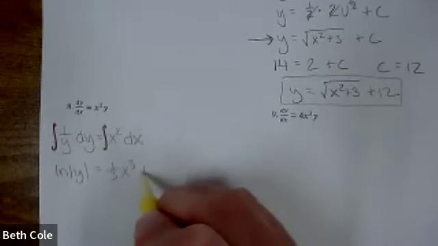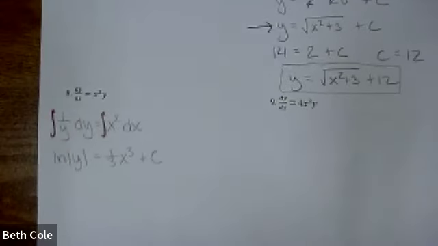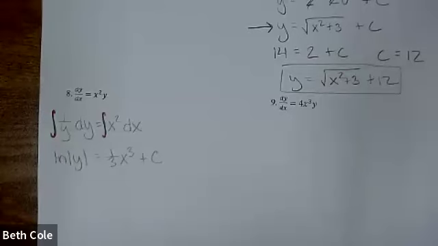1/3 x cubed, perfect, plus c. All right, cool. Is there an initial condition? No, so skip that. We're going to solve for y. On this problem, I'm going to write out every single last little step, and then on 9 and 10, I'm going to talk you through it. You don't have to write it all every single time, all right?